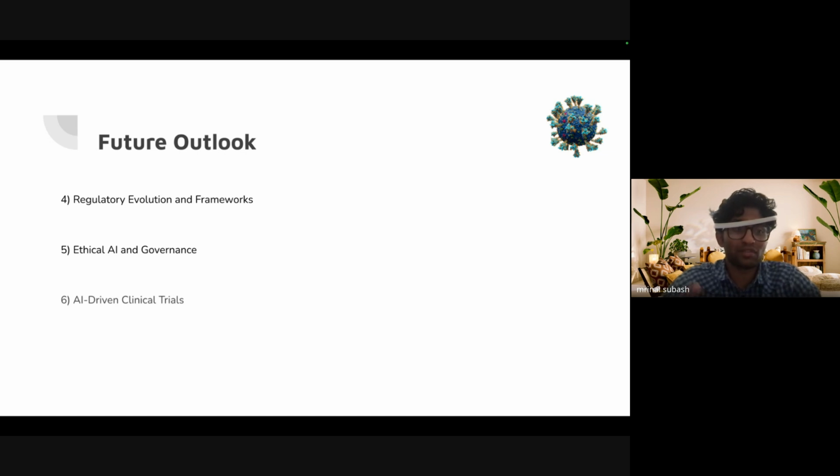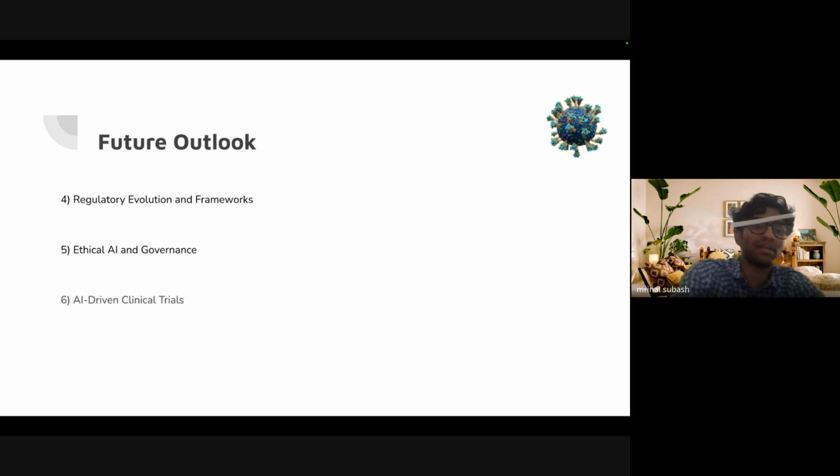And another thing is AI-driven clinical trials. The future seems very bright for the possibility of AI-driven clinical trials. Imagine you don't need human intervention. AI is doing all the clinical trials and testing for you. This can lead to efficient trials, reducing time and cost in bringing drugs to the market, so that it can increase the likelihood of successful outcomes.